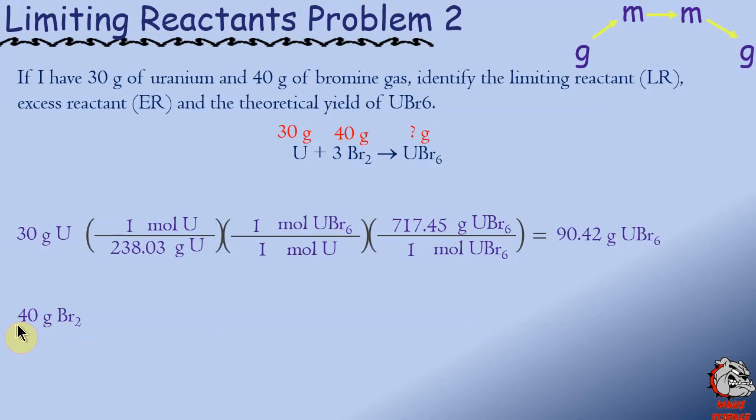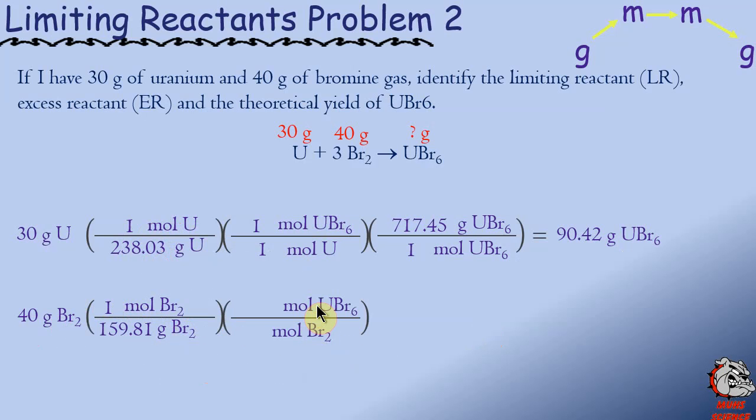So this time we're starting with 40 grams of bromine, and we're going to convert it. The term on top, the term on the bottom, and this term on the bottom is going to change because now this is all going to change to bromine. So moles of bromine, the grams of bromine, 1 to the molar mass of 159.81. Moles of bromine to the bottom, moles of UBr6 to the top. So this time we have moles of UBr6 is 1, and moles of bromine is this 3 right here. So it's 1 to 3.